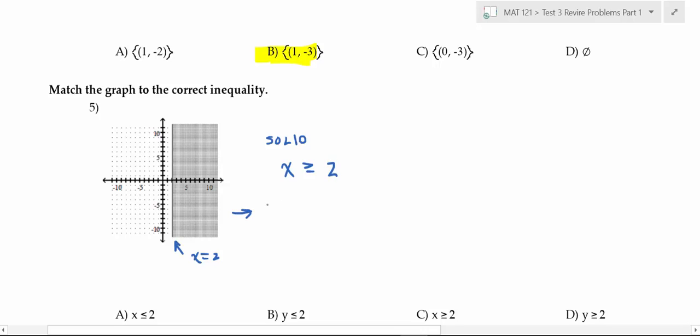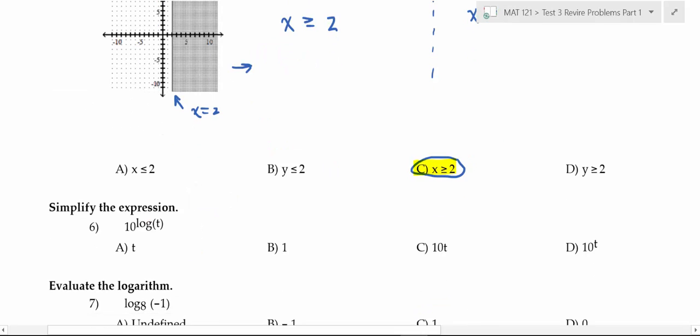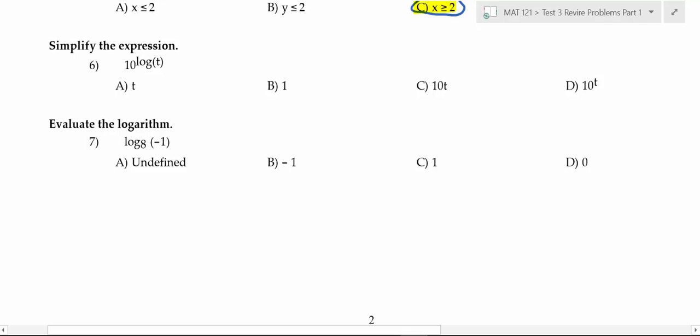So shading to the right is greater than, shading to the left is less than. Now if I had a boundary line like that, then you would say x is greater than 2. So you want to be sure that you're solid with the way the boundary lines go and everything as well on that. So that's just kind of a simple multiple choice question where you're seeing that you know how to write things in terms of an inequality.